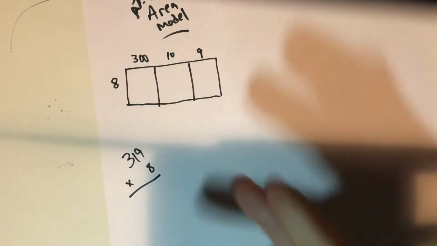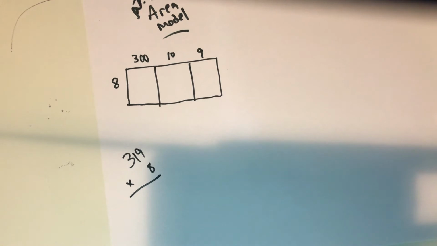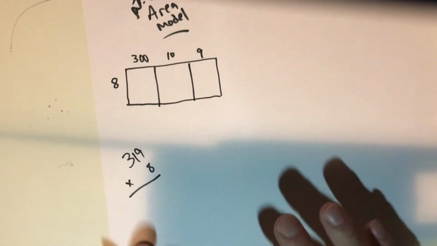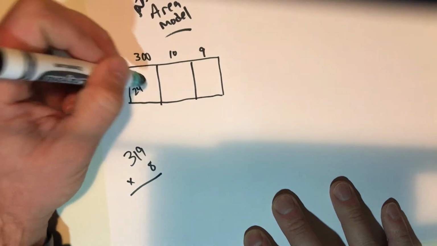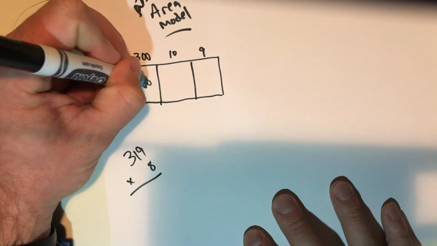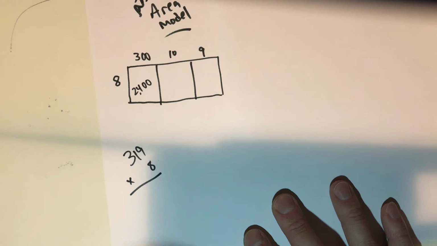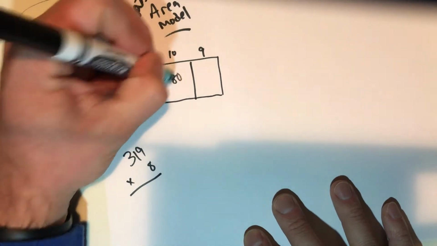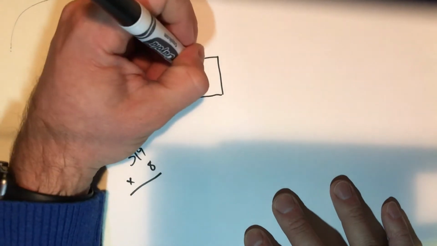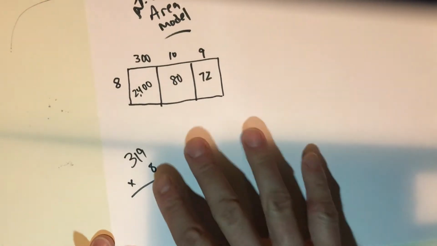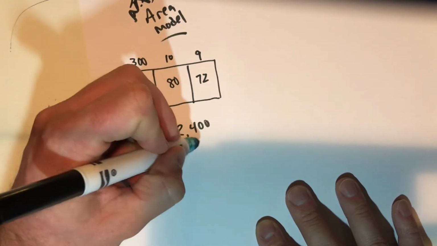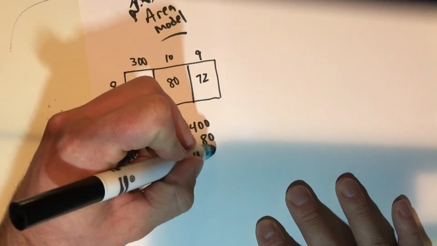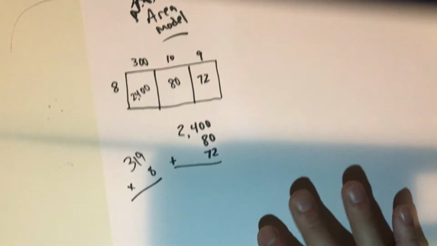Okay, now it's like we've created an array, but instead of having all those base 10 blocks all over the place, we've got it nice, neat, and efficient. So we'll do 8 times 3 is 24, but it's not a 3, it's a 300, so we'll make it 100 times bigger. Now we've got 8 times 10, which is 80, and 8 times 9 is 72. We have our parts, and so we're going to rewrite this: 2,400 plus 80 plus 72.